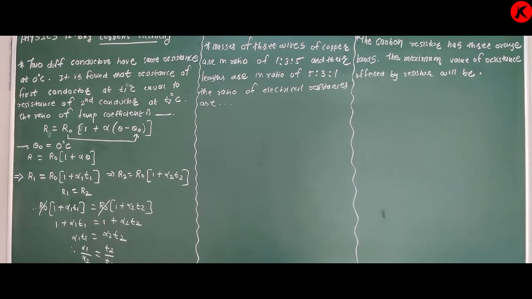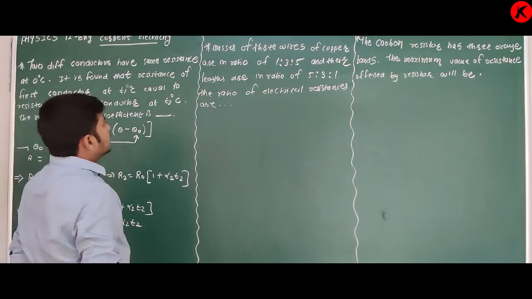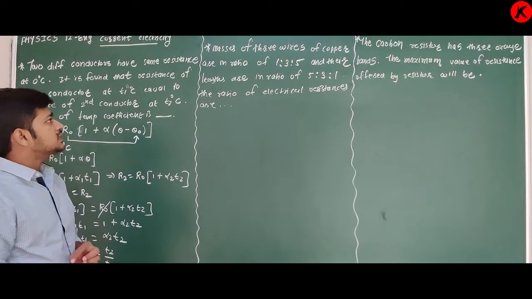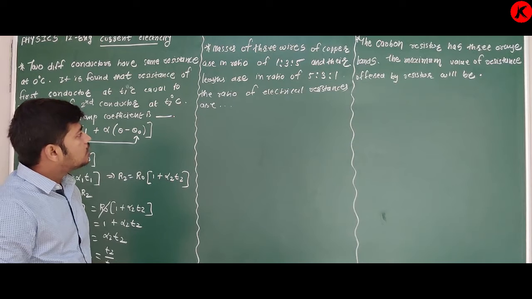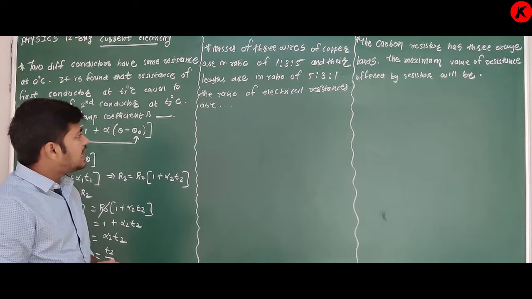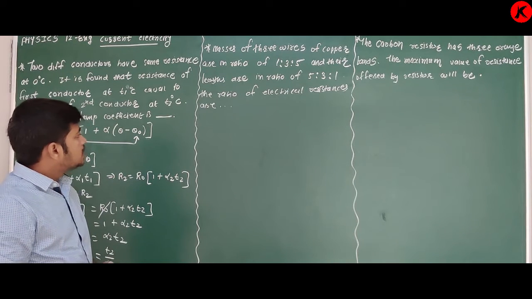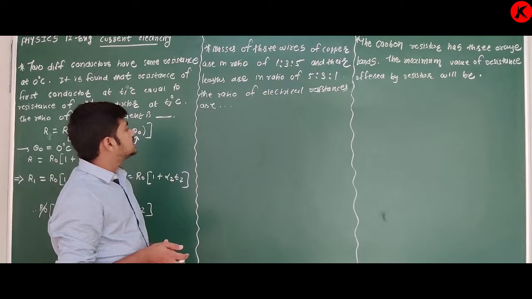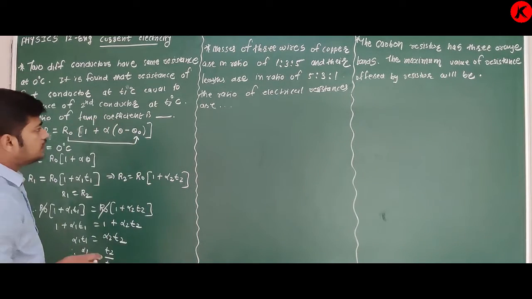Okay, now the next question. The next question is: masses of three wires of copper are in the ratio 1:3:5 and their lengths are in the ratio 5:3:1. The ratio of electrical resistances is to be found.